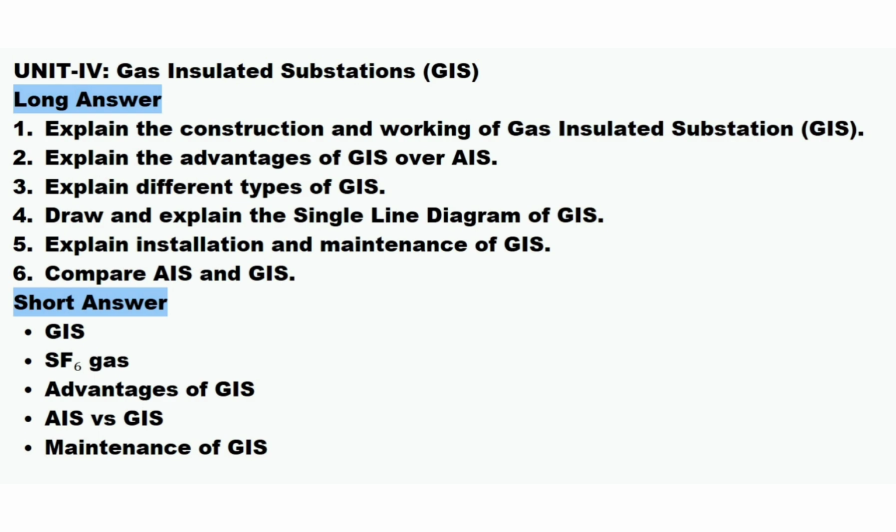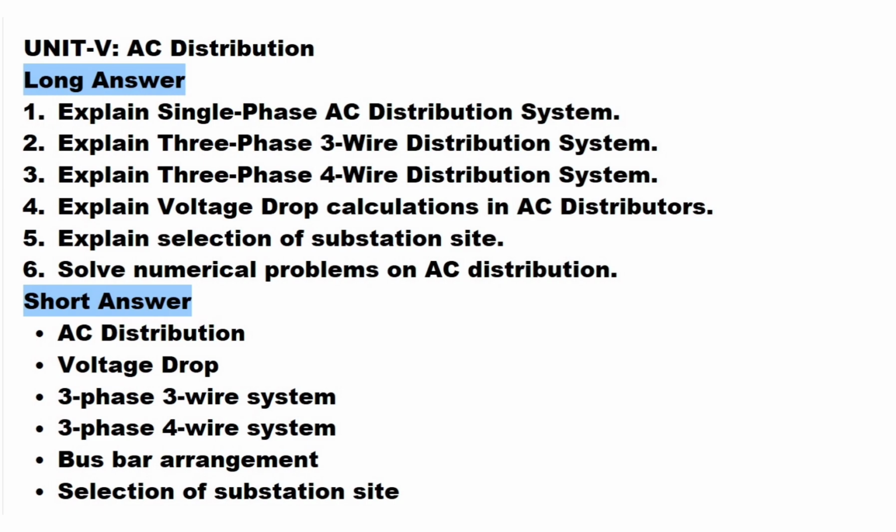Compare AIS and GIS. Now the last unit is the fifth unit, that is AC distribution. Long answer questions are: explain single phase AC distribution system. Explain three phase 3-wire distribution system. Explain 3-phase 4-wire distribution system.